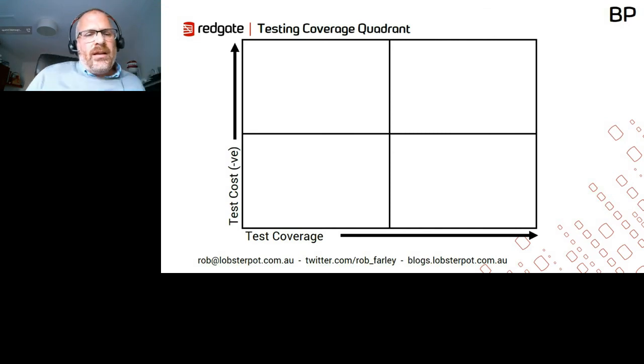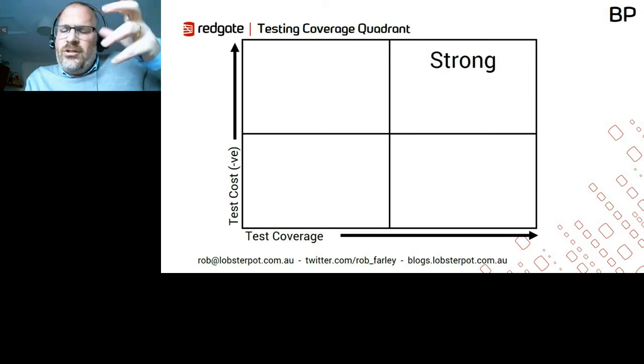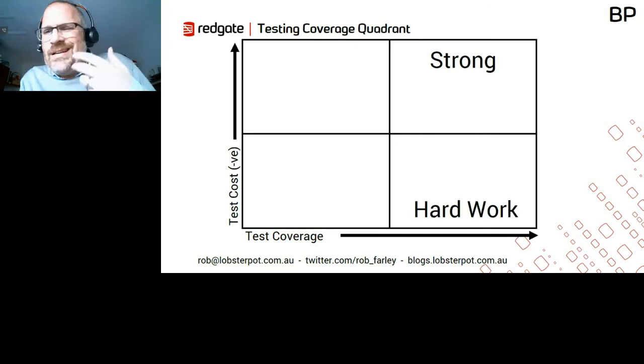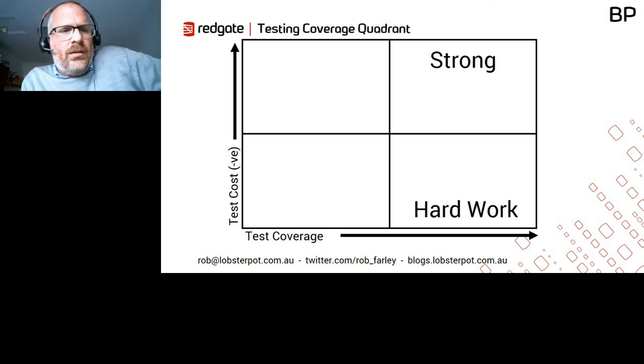So on this, I kind of figure that the top right-hand corner, where we've got good coverage and it's cheap to maintain, that's strong. We're good with that. If we've got good coverage, but it's costing a lot, it's hard work, you know? Like we end up spending a lot of money on this and so on. It's a lot of effort. It gets tiring. And so I've labeled that as hard work.